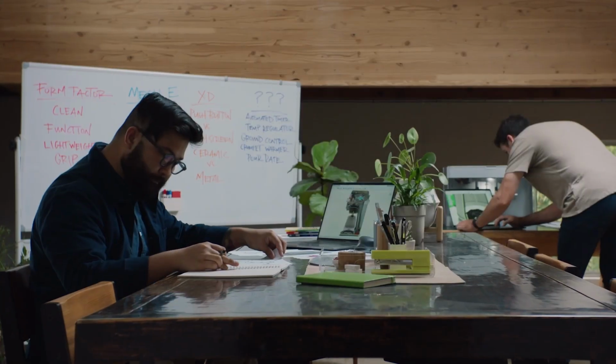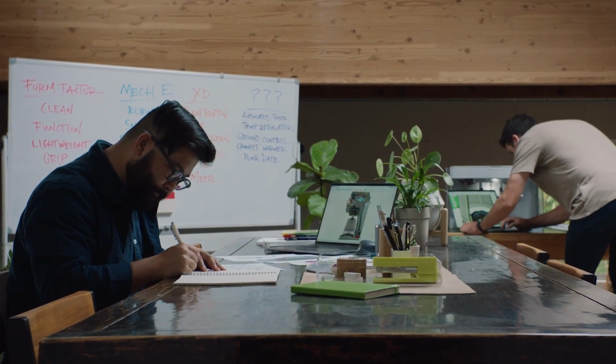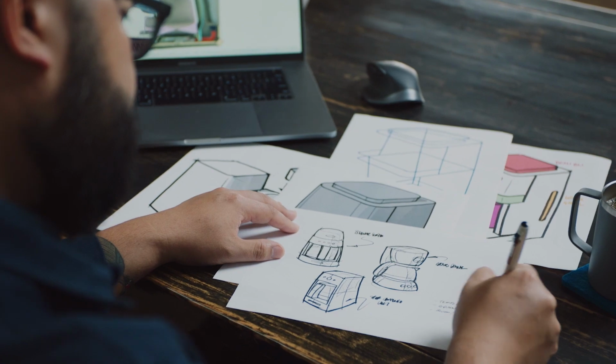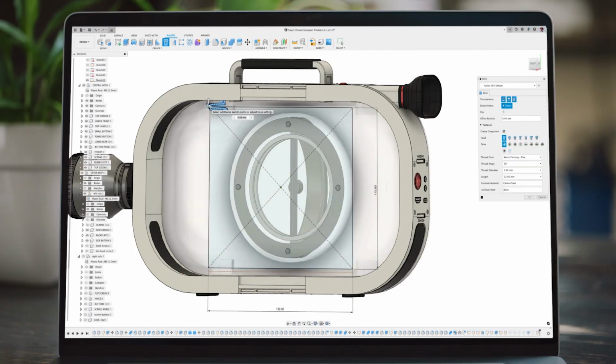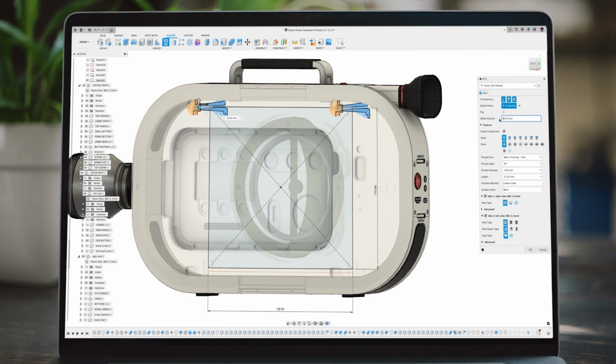Hey, we get it. People think it's easy to think up a new product, to create something from nothing, to figure out every detail and then ship it to thousands or even millions of people. But the truth is, it's not. It isn't straightforward, and that's where Fusion 360 comes in.